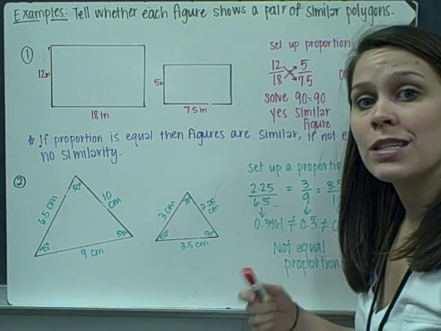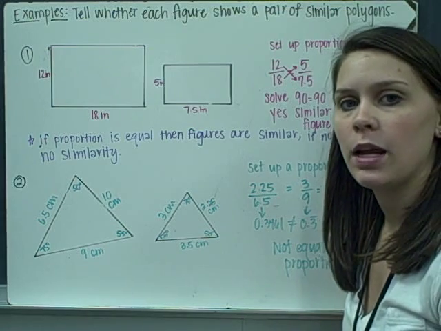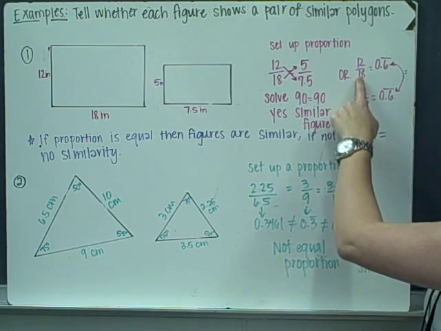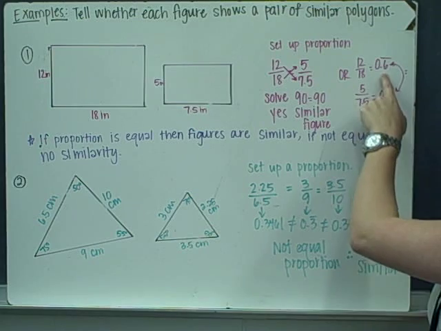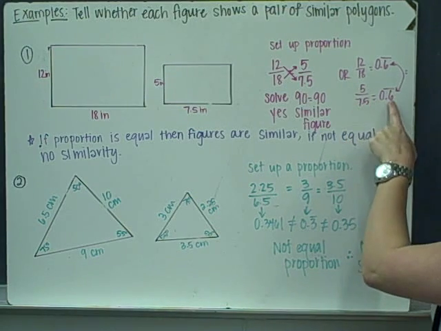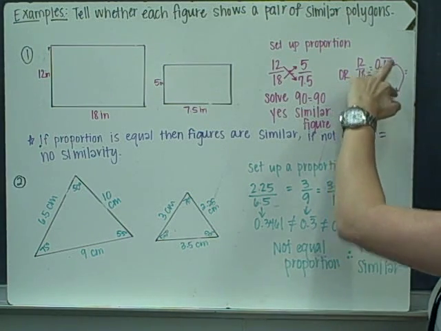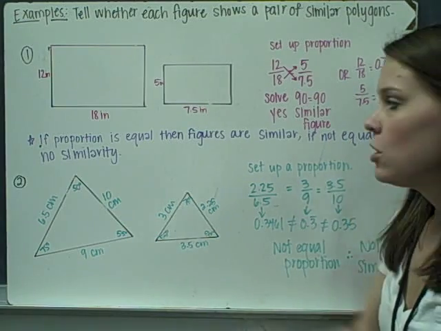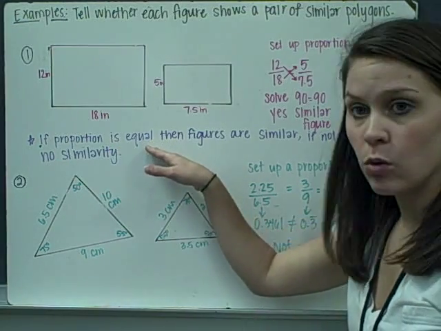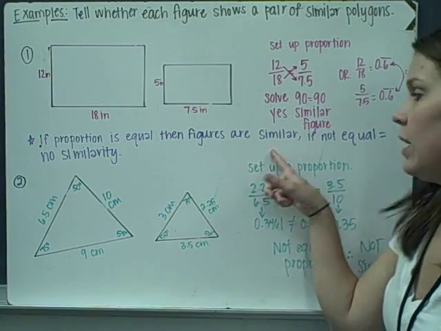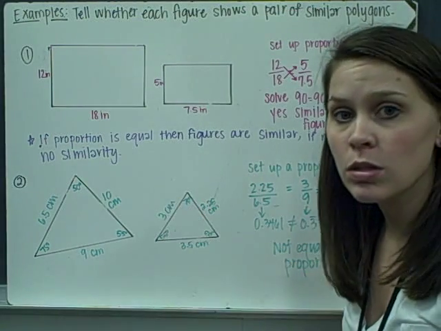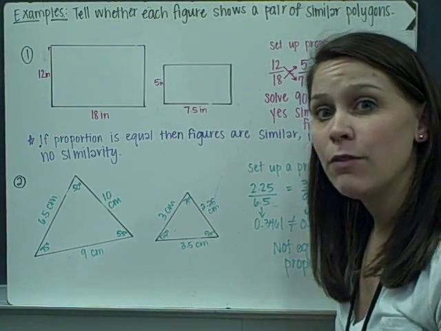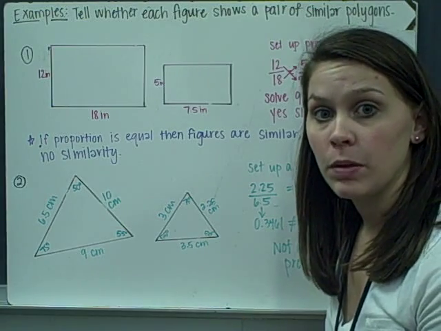You could also simplify these fractions and see if you get the same answer. So 12 over 18 is 0.6 repeating, and 5 over 7.5 is 0.6 repeating. Since they are the same number, they are similar. So if your proportion is equal, then your figures are similar. If they're not equal, then there's no similarity between the figures, even though they're the same shape.